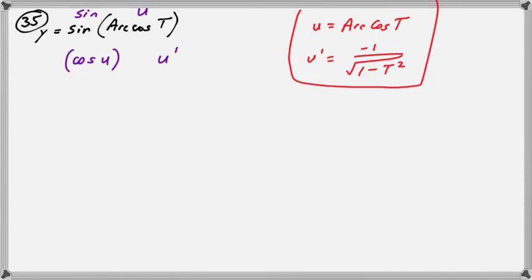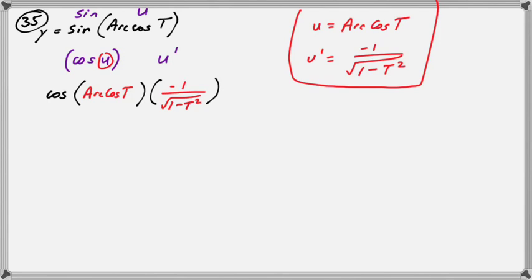Do you agree that I'm letting u equal arc cosine of t? And this is a derivative of the arc cosine. So I'm going to fill it in. Cosine of u times u prime. What can I replace the u with? Arc cosine of t. What can I replace the u prime with? Negative 1 over radical, I think.